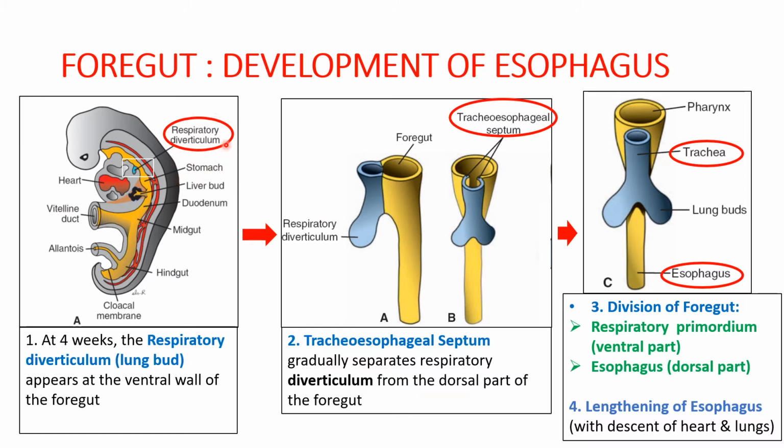So it started with the respiratory diverticulum from the ventral wall of the foregut, then the tracheoesophageal septum, which separated the respiratory diverticulum from the foregut, dividing it into a tracheal part and an esophageal part, and finally lengthening of the esophagus takes place.